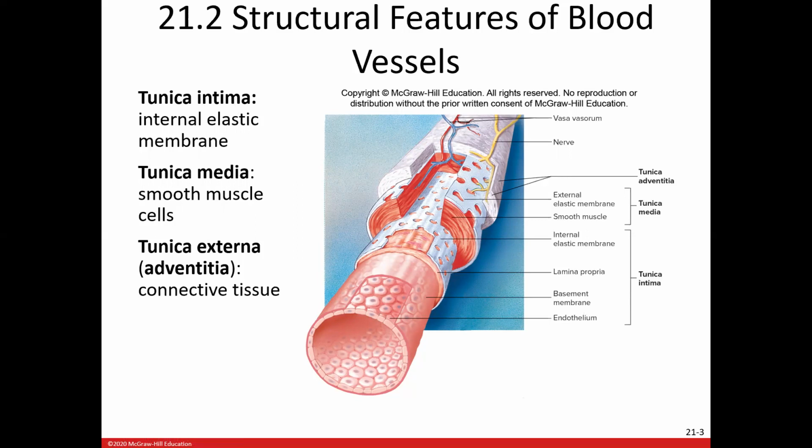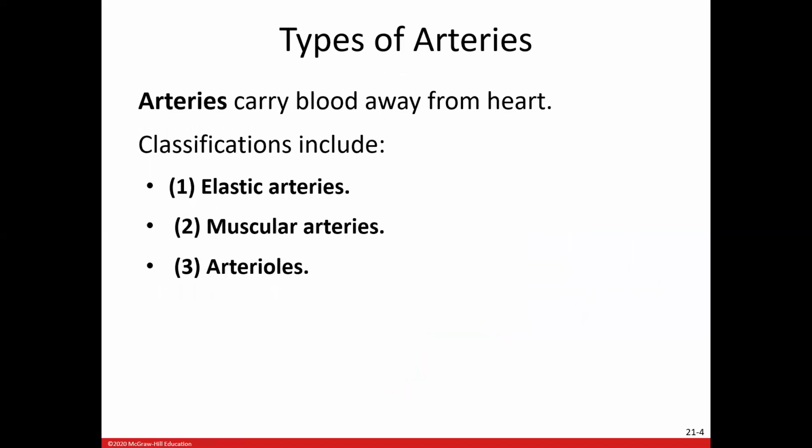There's the tunica media, which is a layer of smooth muscle cells. And this allows for vasoconstriction and vasodilation of the blood vessels if it's contracting or relaxing. Then we have the tunica externa. Externa, think external. This is just a layer of connective tissue around the outside.